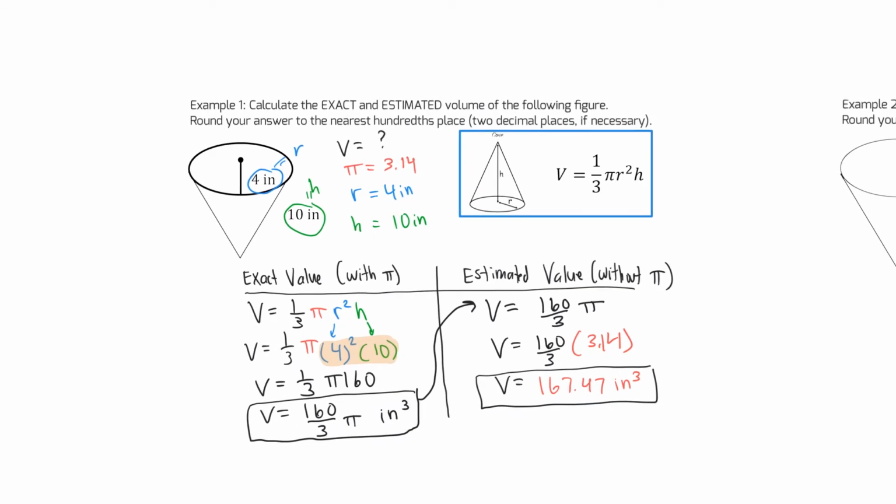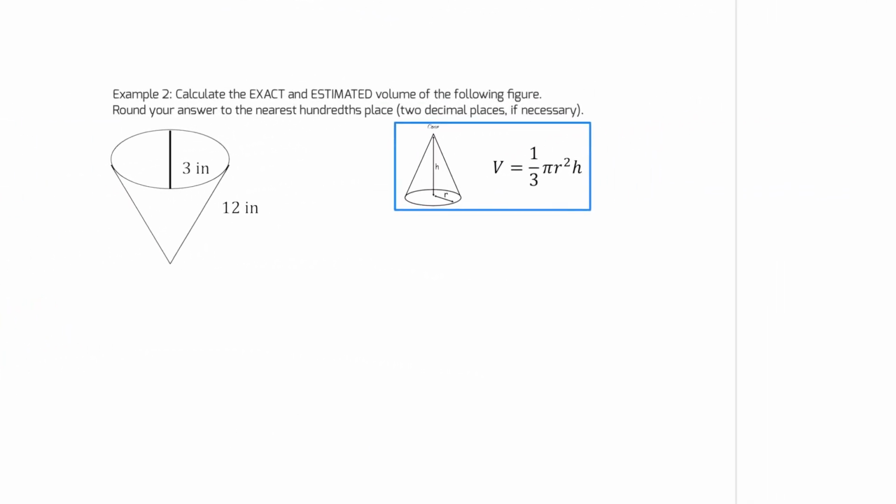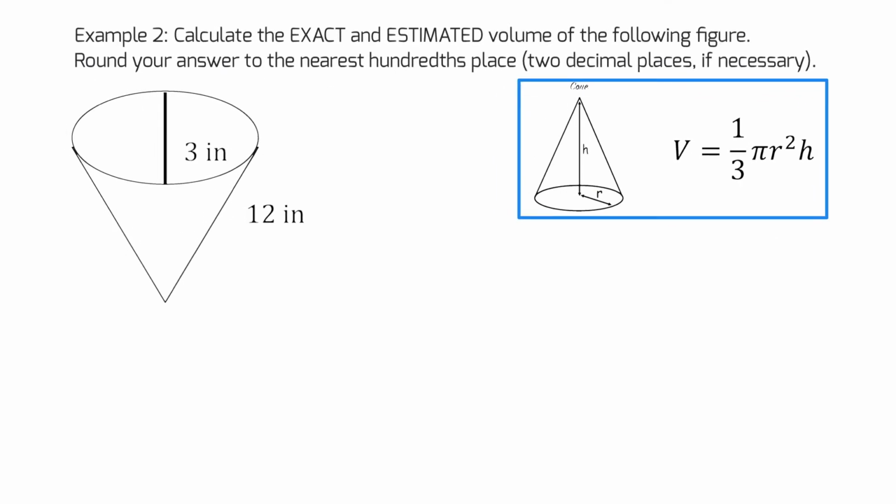There we go. Now what I'm going to do is another problem. Pretty much the exact same thing. However, just like with the cylinder, there's one key difference. I'm going to start it off the same way. V, pi, r, and h. I want to find all those.